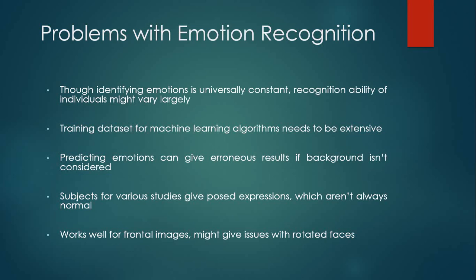Subjects used for creating image dataset usually pose for the pictures, which can very well differ from the natural expressions. It is easier to predict emotions for faces which are front facing, which might not work well when the face in the image is rotated more than 20 degrees.